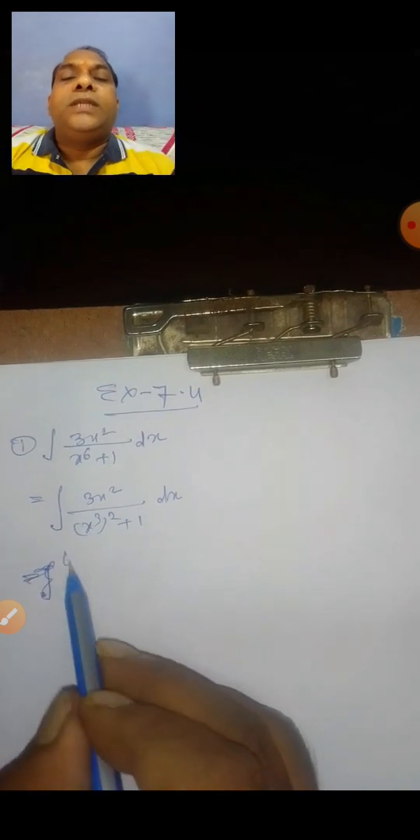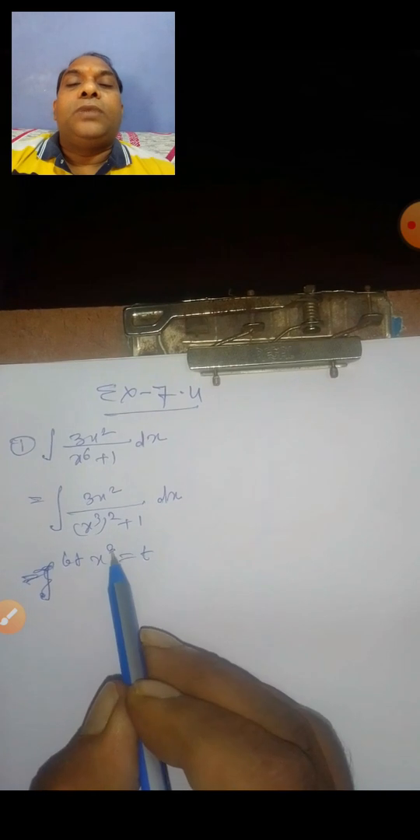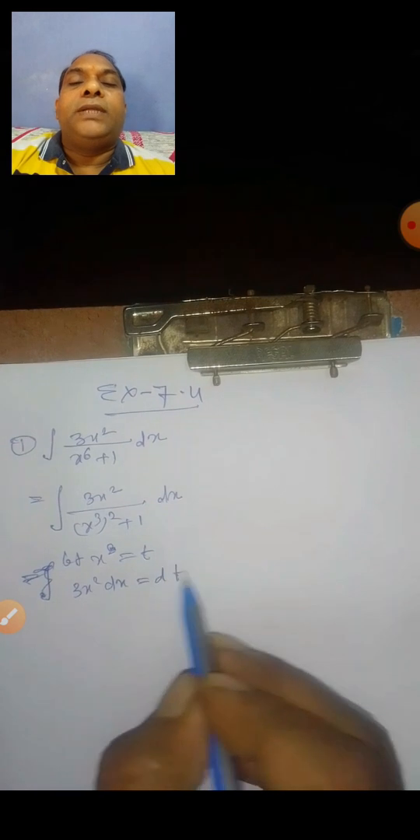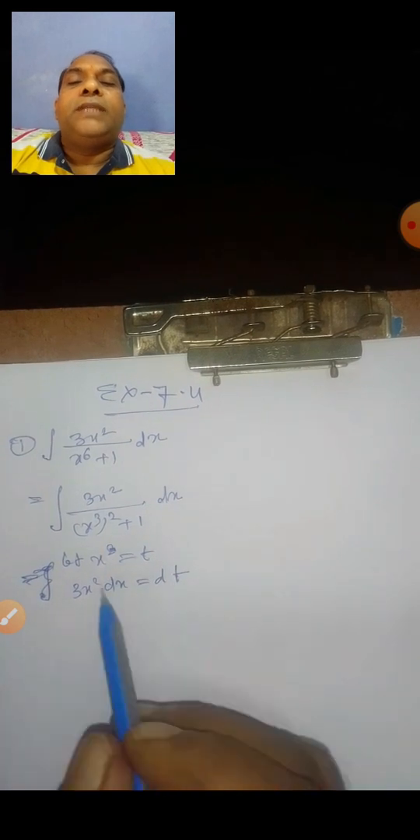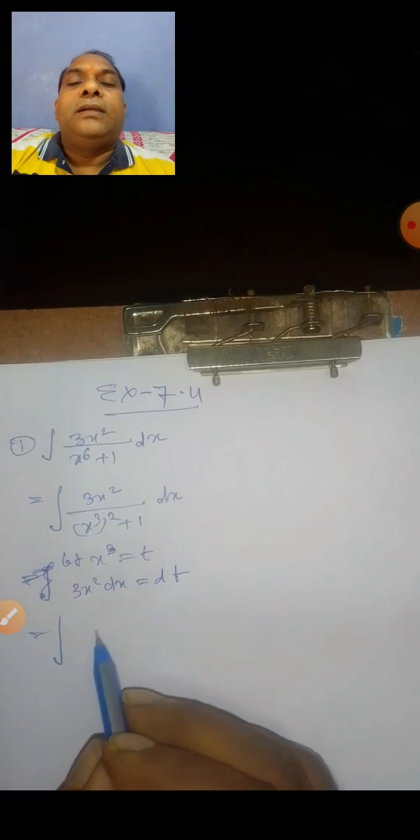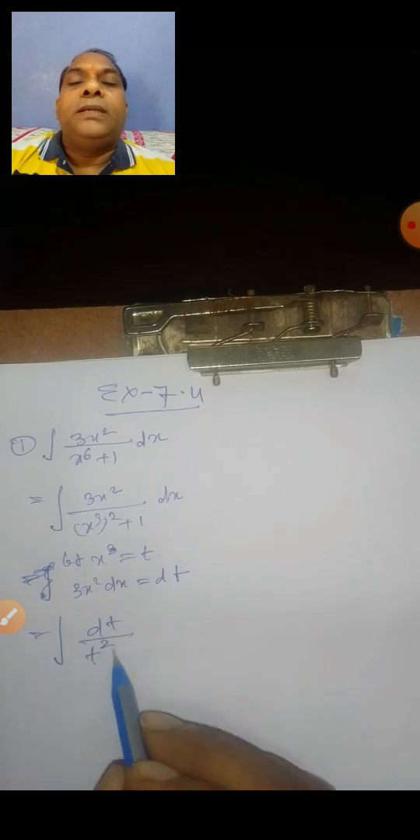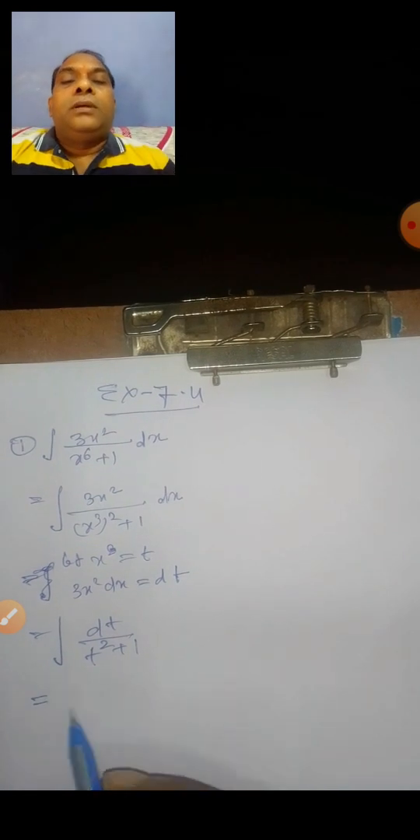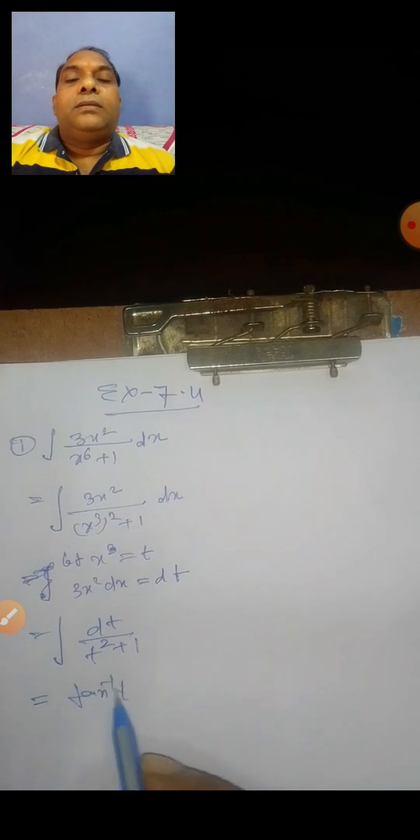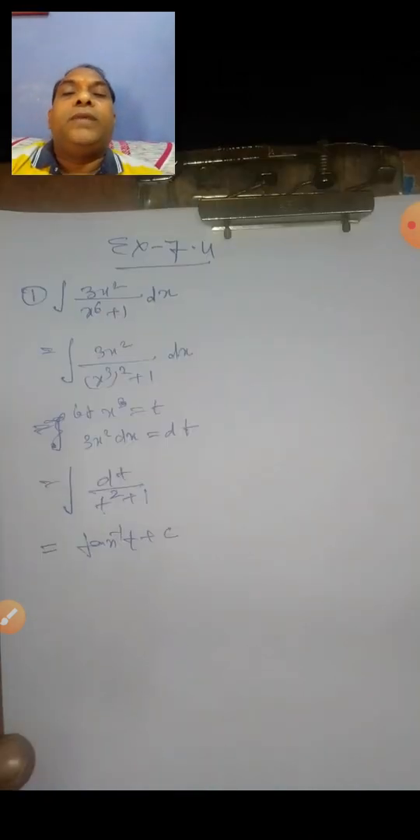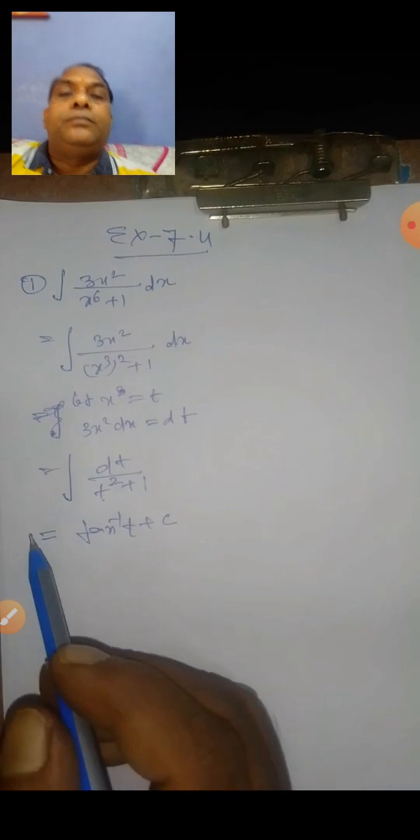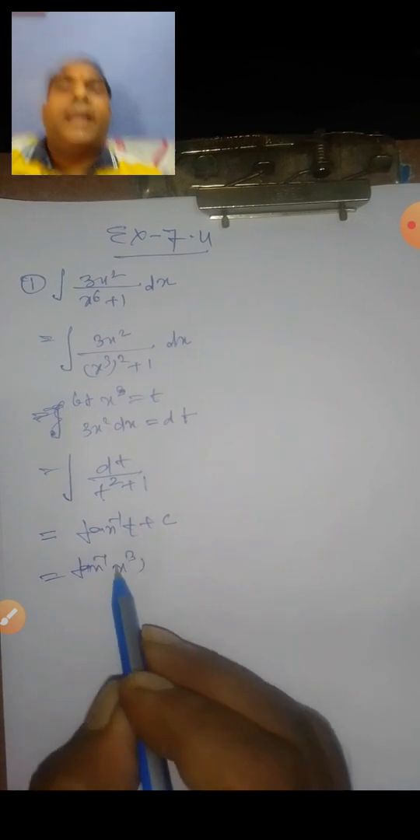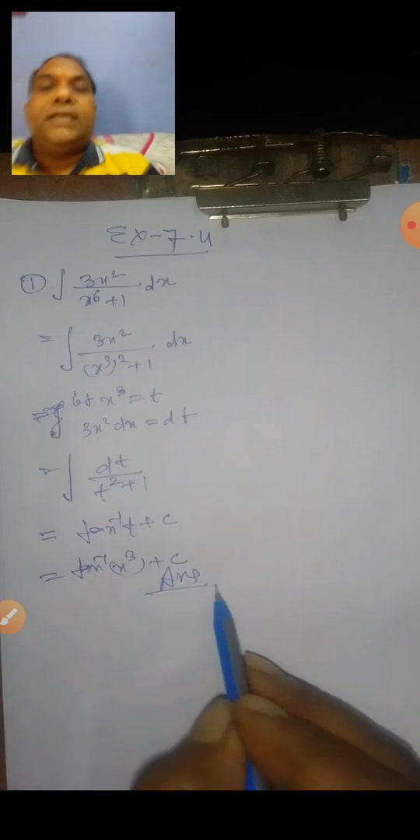We can use substitution here also. Let x cube is equal to t. Differentiating on both sides, then 3x square dx will be equal to dt. So put dt in place of 3x square dx and t in place of x cube. So this will be integration dt upon t square plus 1, which will be equal to tan inverse t plus c. Put the value of t. So tan inverse x cube plus c is the answer.